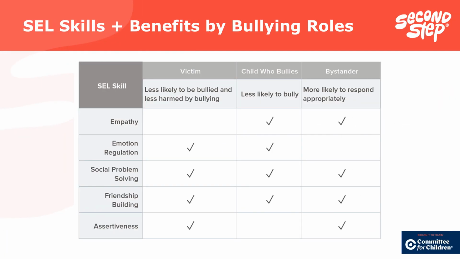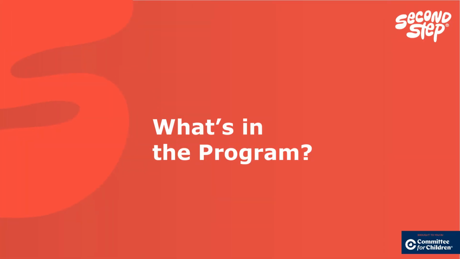So this just gives you an overview of how each of the areas of children who are taking on different roles, so the victim or the child who bullies or the bystander, and how they benefit from each of the skills taught within the Second Step program. So let's dive in deeper and see what is in the program itself.